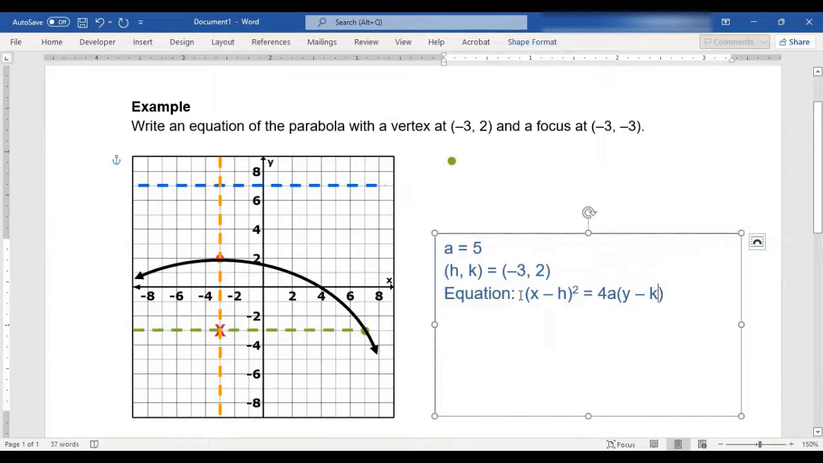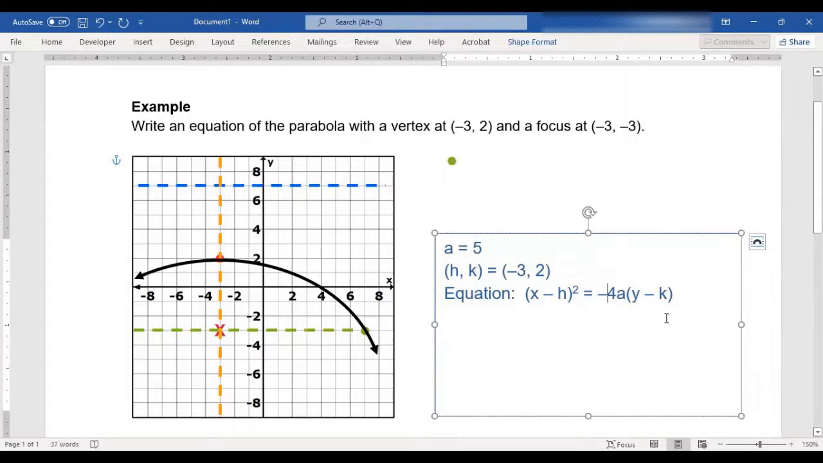The way that this opens also tells me whether I have a positive 4a or a negative 4a. So this parabola is opening downwards. So that means it's opening in a negative direction. So we have a negative 4a. If it was opening upwards, then it would be a positive 4a. So this is basically the template of the equation we need. So now we just plug in the values that we have.